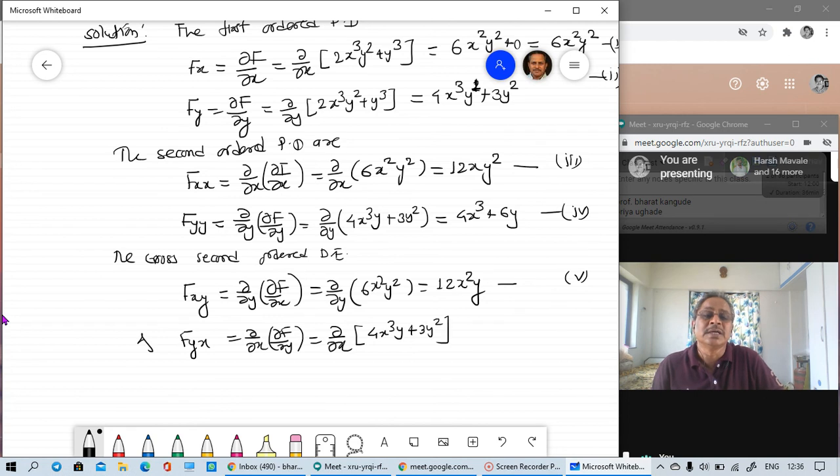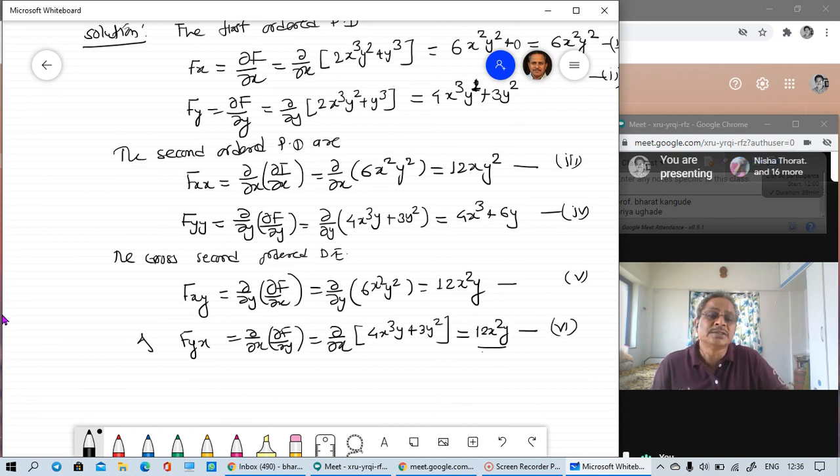Out of this, the second part differential will be simply 0 with respect to x, because there is no dependence on x here. But in the first case, x cube is a function of x, so this will be differentiated, and therefore I'll get 4 into 3 is 12, and then x square into y, and this is my equation number 6.